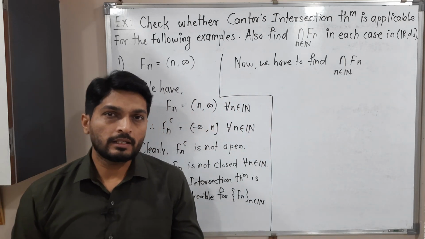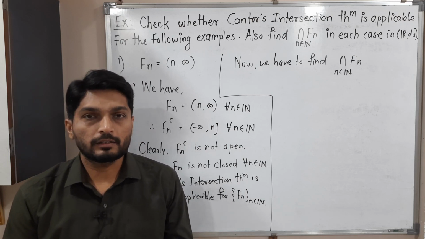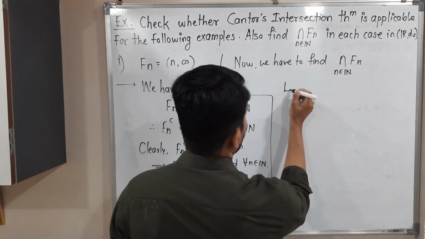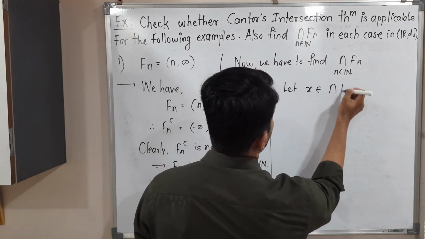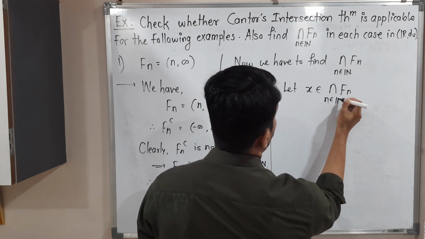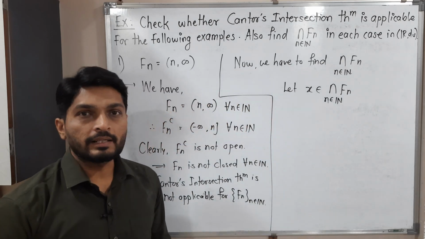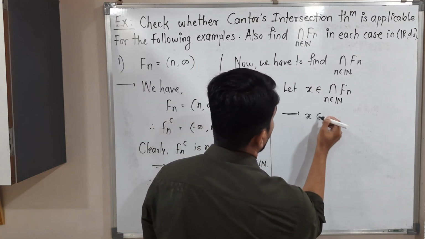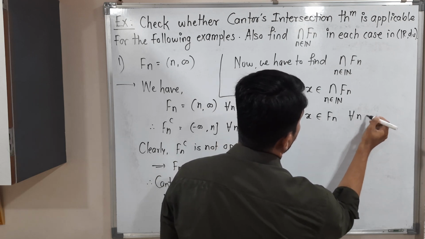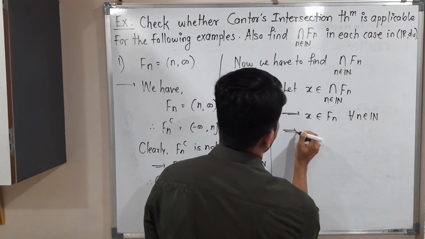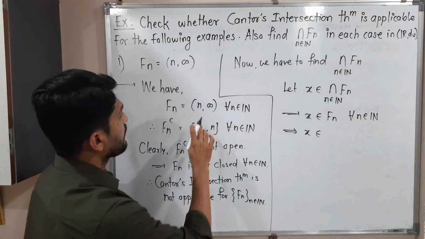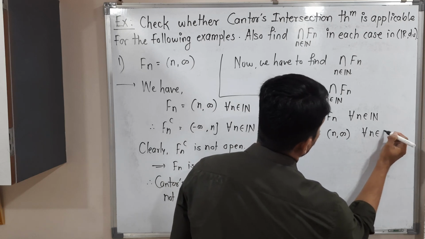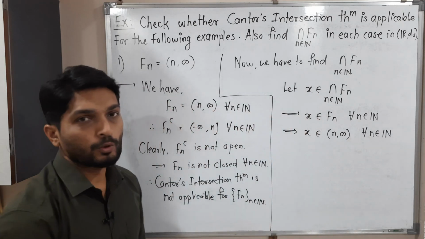So what will I do? I will take an arbitrary point from the intersection and we will solve, so we'll get an idea of what the intersection will be. Let x belong to the intersection over n in the set of natural numbers. So x is in the intersection, which means x belongs to each set. It means x belongs to Fn for all n belonging to the set of natural numbers. What is my Fn? Fn is (n, infinity) for all n belonging to the set of natural numbers. This is a very important thing we have got.